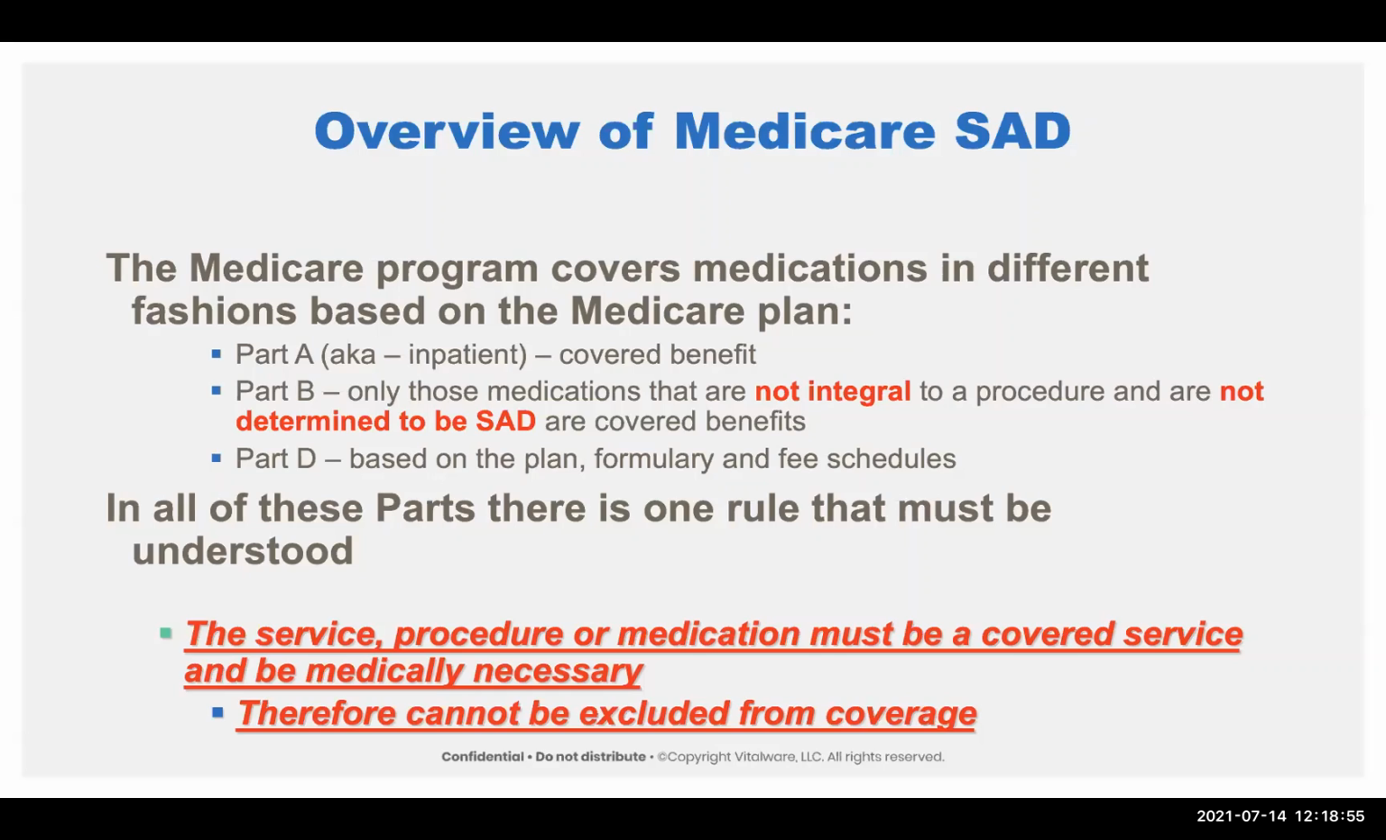So we've got three different things going on within Part B. You've got the coverage that you had in Part A for those that are not integral and not SAD. You've got coverage but no additional reimbursement or package reimbursement for integral to a procedure, and then you have no coverage, patient liability for the SAD. The service or medication must be medically necessary.